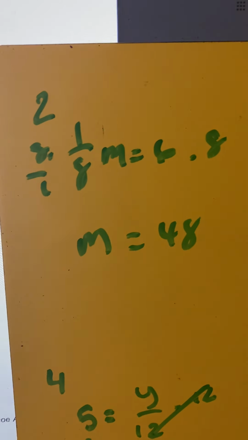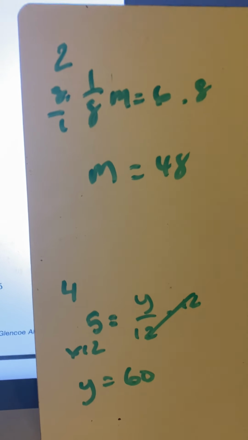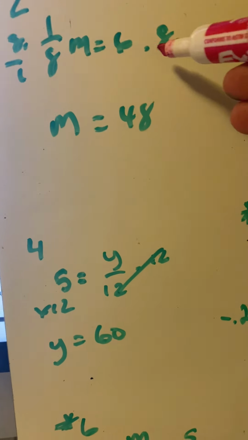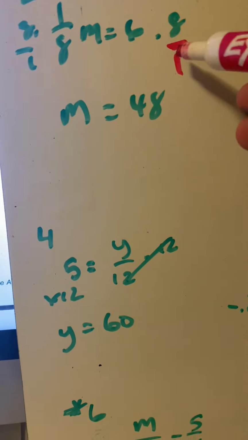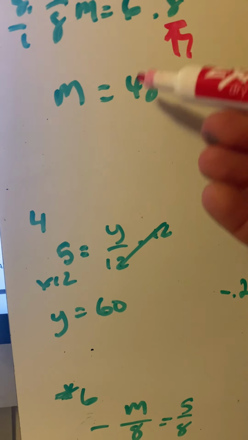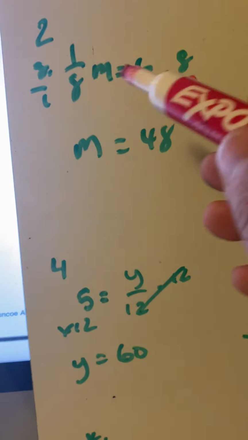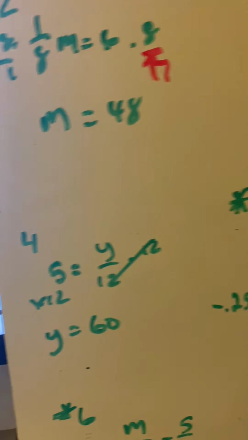Now, number two, it is 1/8 m is equal to 6. I multiply both sides by 8 over 1. Okay, multiply, but 8 over 1 is just 8. 6 times 8, m is equal to 48. 1/8 of 48 is 6, so that one works out.